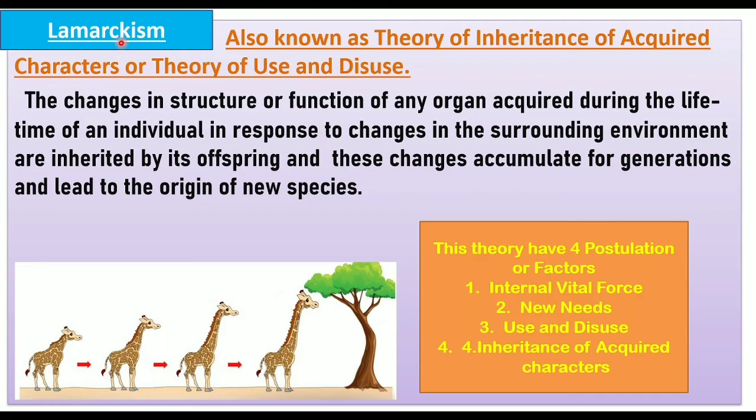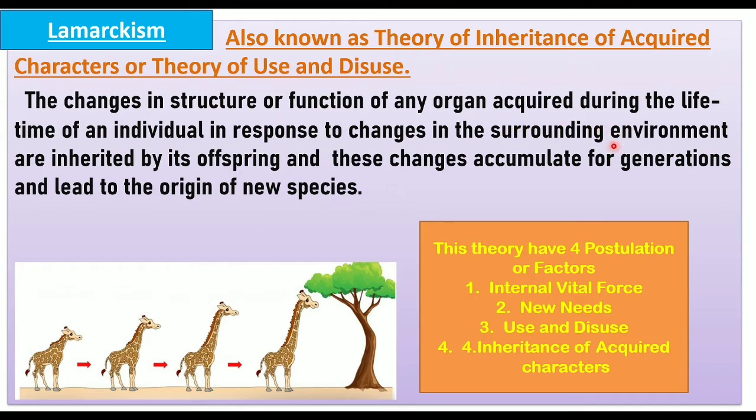Lamarck gives us a theory about evolution, also known as the theory of inheritance of acquired characters or the theory of use and disuse. The changes in structure or function of any organ acquired during the lifetime of an individual in response to changes in the surrounding environment are inherited by its offspring, and these changes accumulate over generations and lead to the origin of new species.